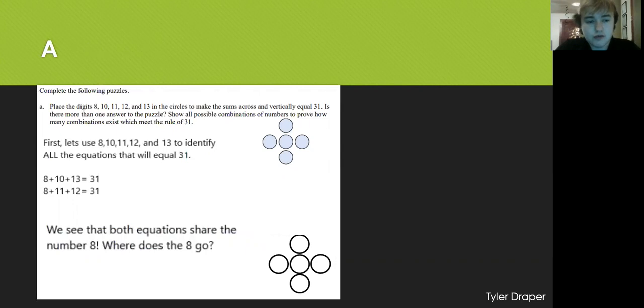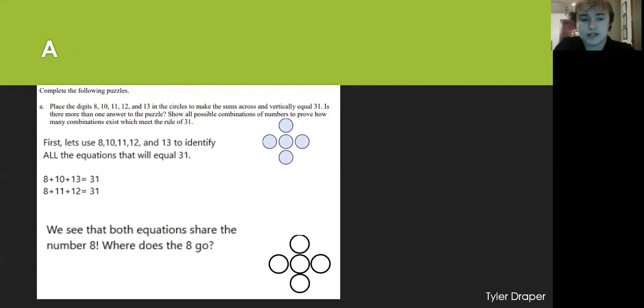All right, so we've done that right here on the problem. I've identified that 8 plus 10 plus 13 equals 31. And I've identified that 8 plus 11 plus 12 equals 31. And we see that those both equal 31. Do you see any other equations that may equal 31? All right. So after we have found that those both equal 31, we have to find out how we're going to align them on the graph.